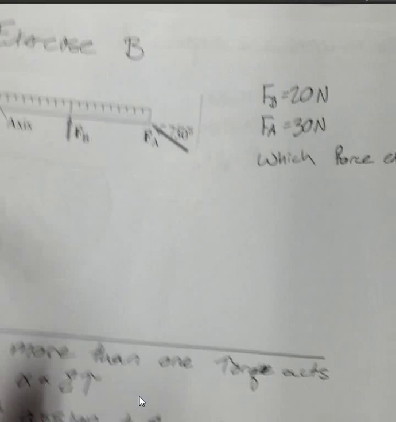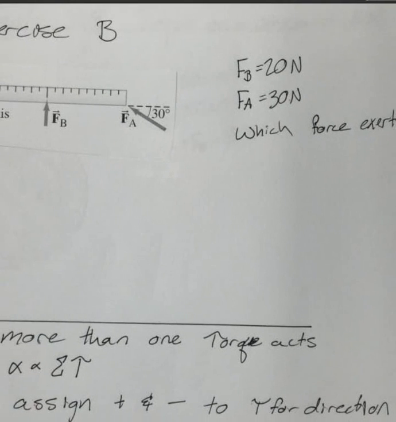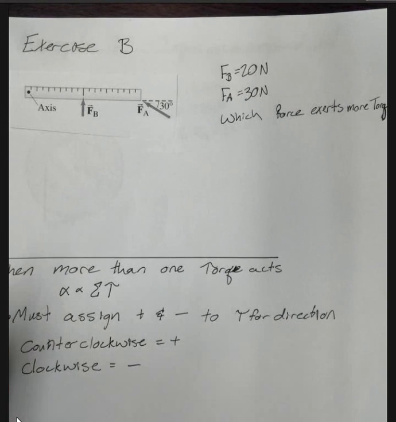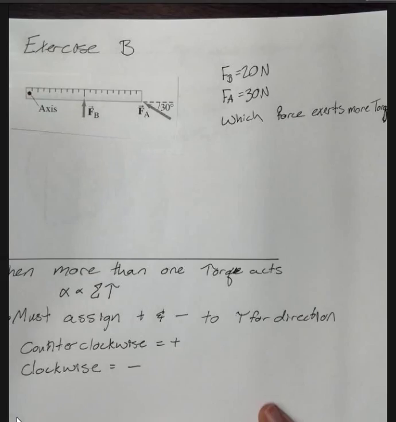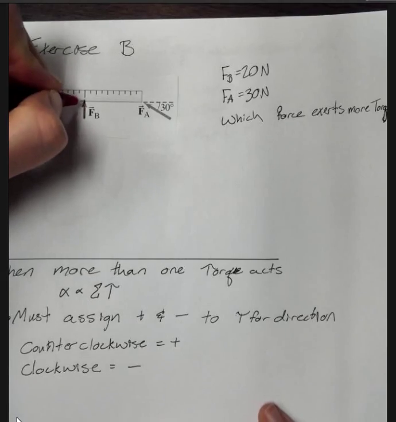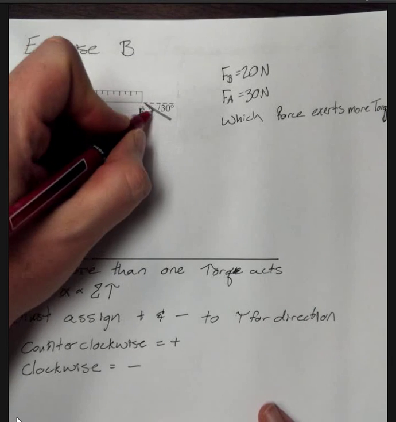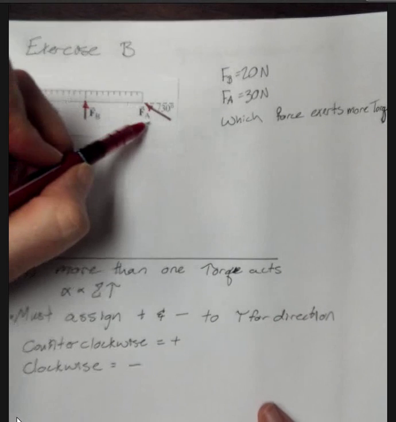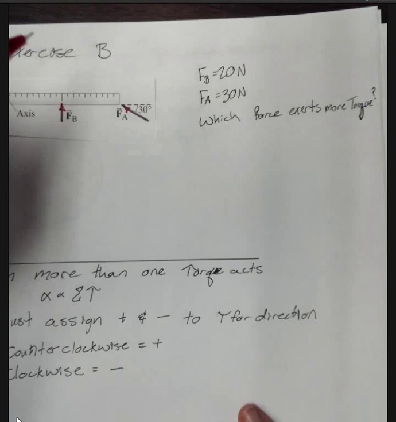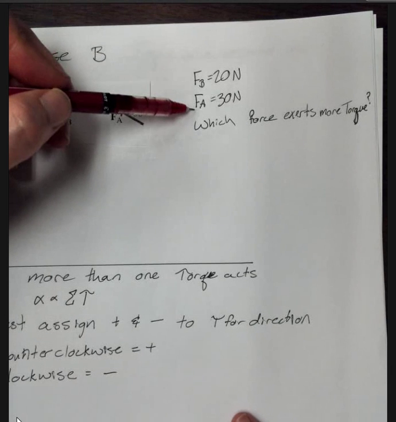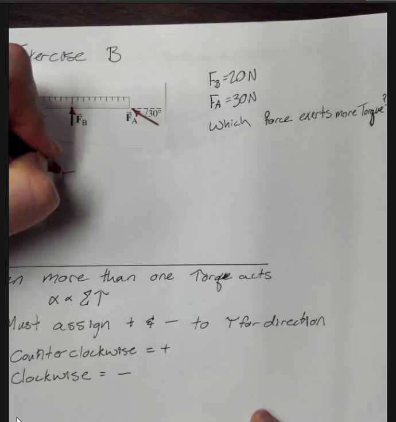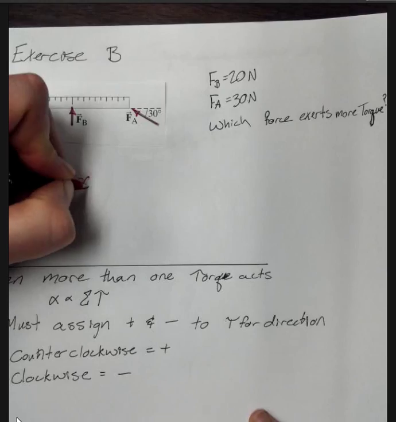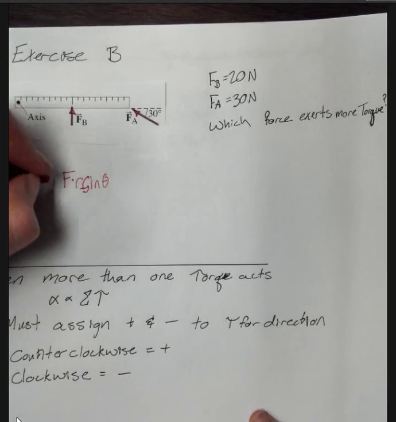Let's take another look at another situation where we can compare torques. And here in this situation, I give you that this ruler is going to be rotating on an axis. And I apply FB at the midpoint and FA at a 30-degree angle to the very tip. And if FB is 20 newtons and FA is 30 newtons, which force exerts more torque? Well, we know that force times the perpendicular radius, or F R sine theta, is going to be equal to torque.